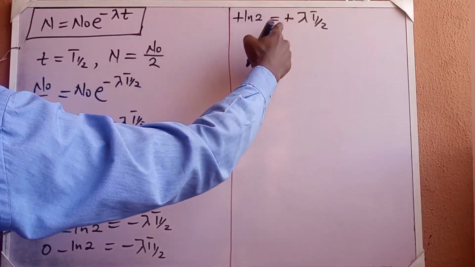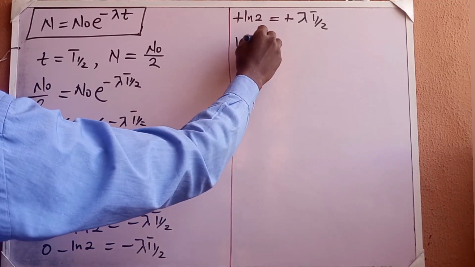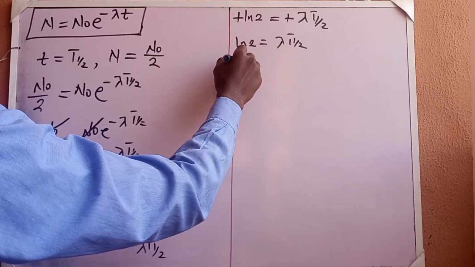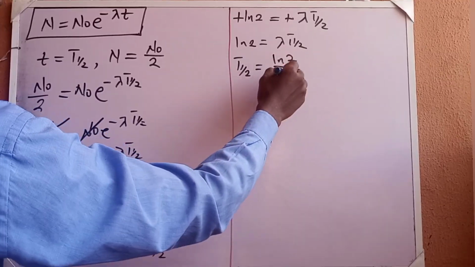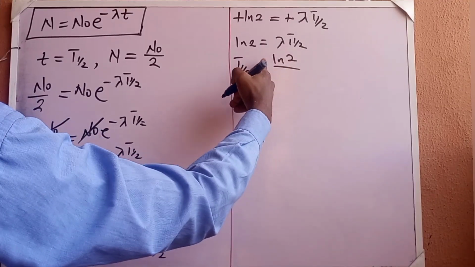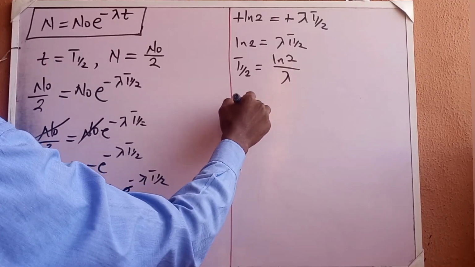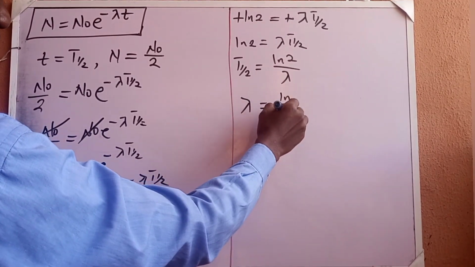This minus here, strike this minus. So from here we can say ln 2 is lambda t half-life. And that gives us that t half-life is ln 2 all over lambda. And also, we can write lambda as ln 2 over t half-life.